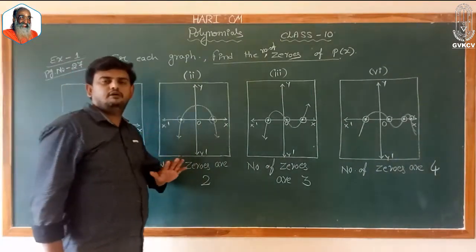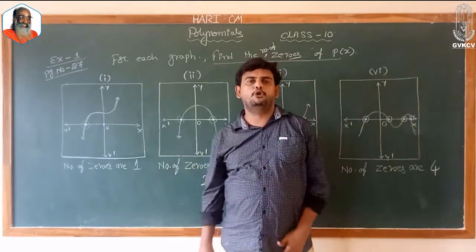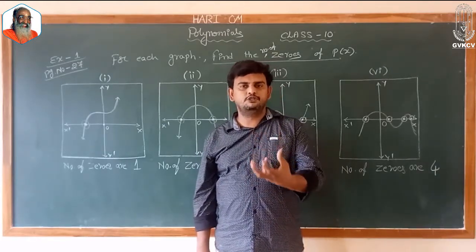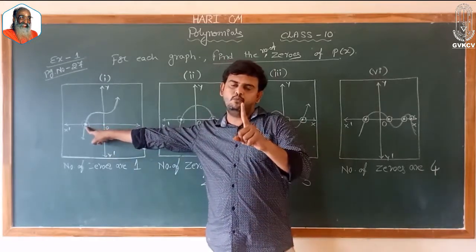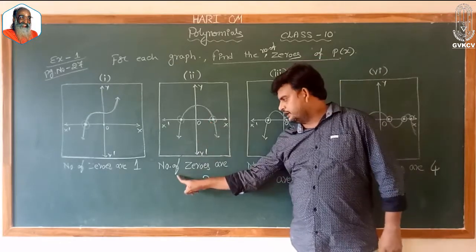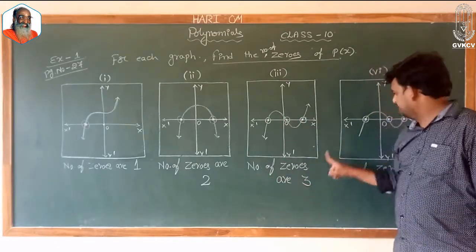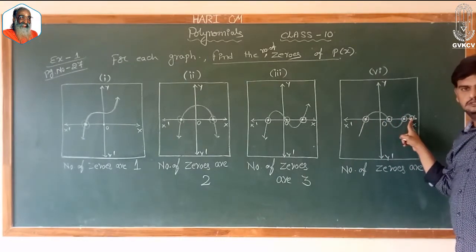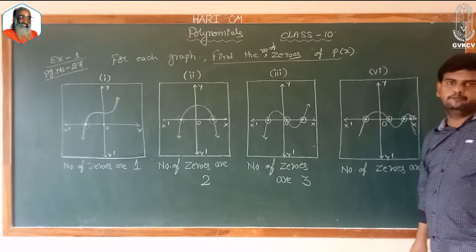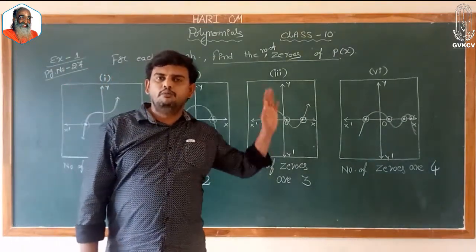So wherever the graph cuts or touches the x-axis, there you have zeros of the polynomial. And at however many places it touches, that many zeros we have. Here the graph touches the x-axis at only one point, so I have only one zero. The graph touches at two different points, therefore the number of zeros is 2. The graph touches the x-axis at 3 different points, so the number of zeros is 3. Here the graph touches the x-axis at 4 different points, so the number of zeros is 4. So this is about finding the number of zeros by using the graph.